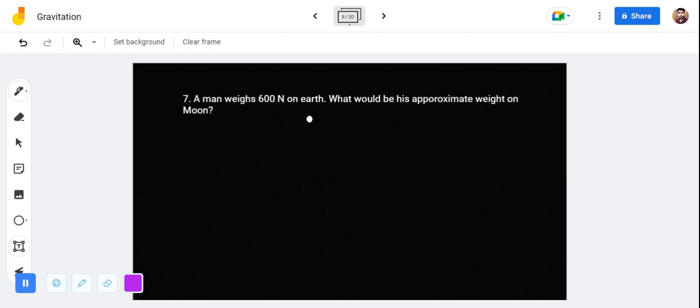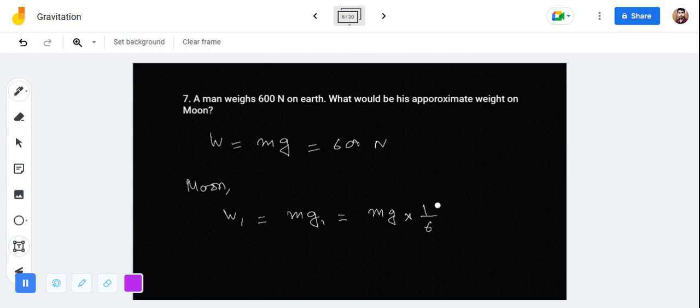A man weighs 600 Newton on Earth. What would be his approximate weight on Moon? Now we know that weight is basically mg. Then this is 60 Newton. But on Moon, weight will be equal to mg1, as the acceleration due to gravity g will change, and that is 1/6 of our Earth's acceleration due to gravity. Now put the value, you will get 100 Newton.